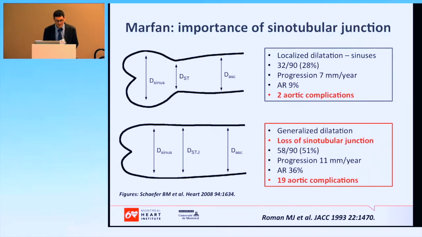Why is this sinotubular junction important? This is a small series that shows that Marfan patients who actually lose their sinotubular junction have a higher risk of aortic complications.